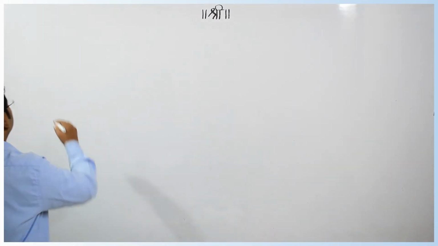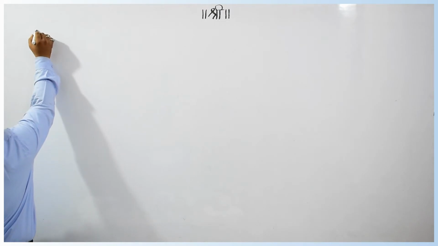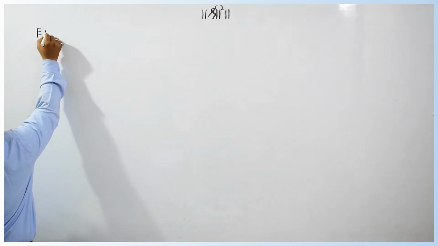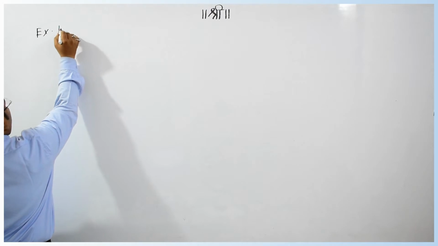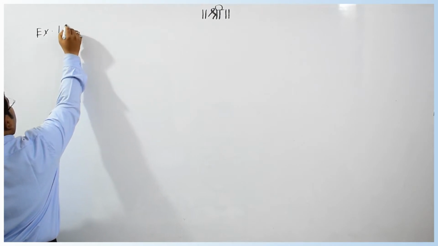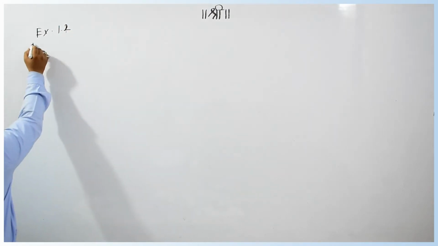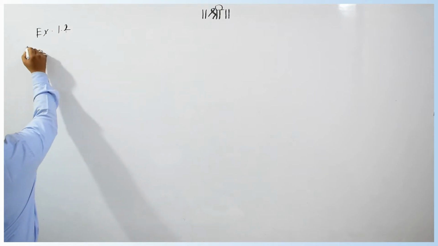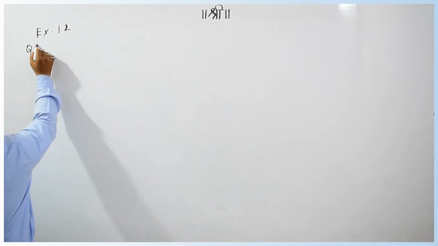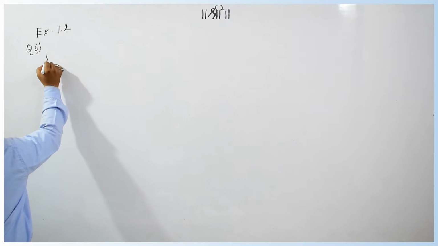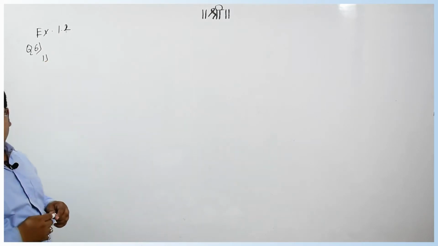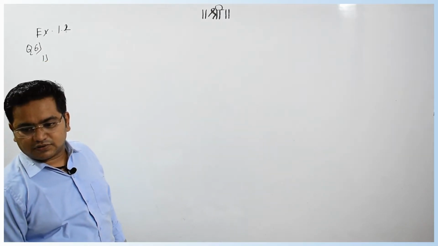Now exercise number 1.2, not 1.4, 1.2. Within that we solved up to question number 5. Now we will solve question number 6, out of which we have the first question.